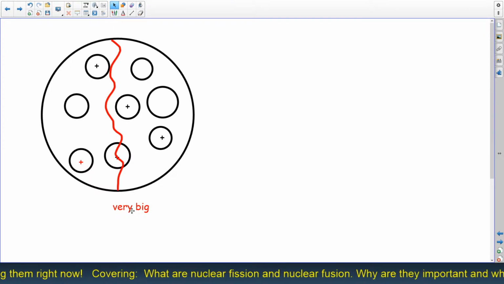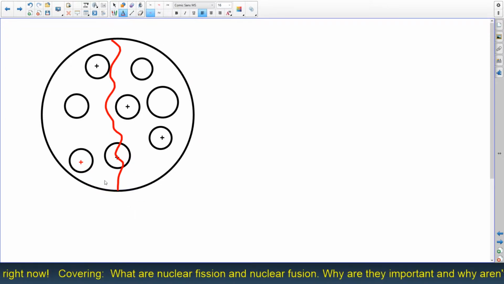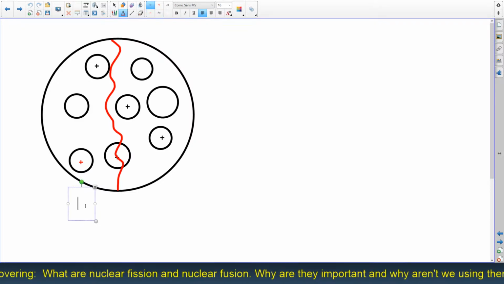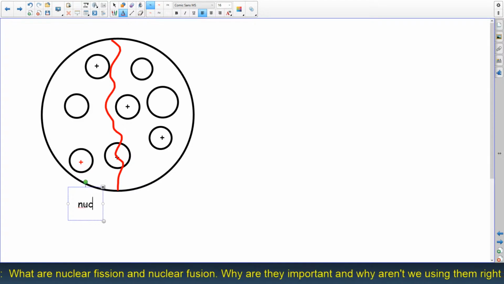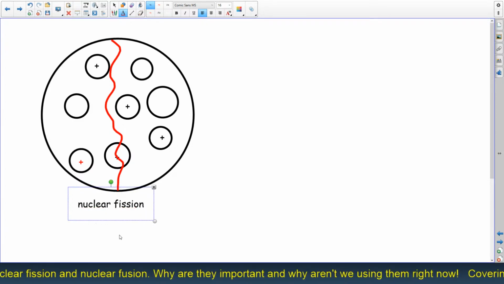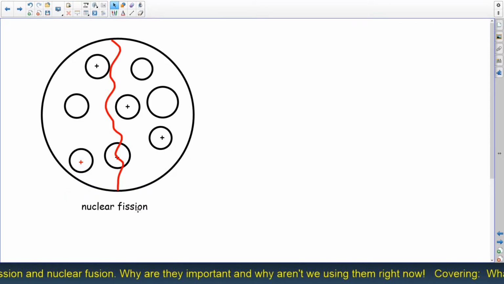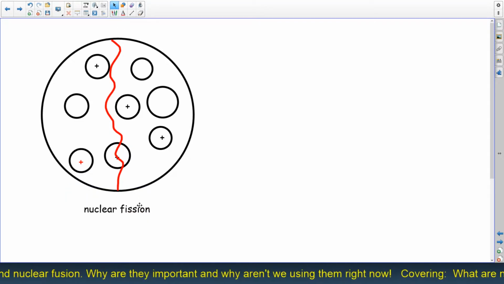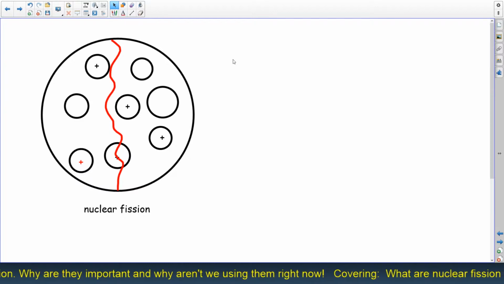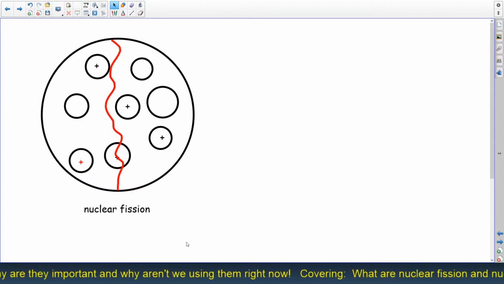The nucleus splits in half, and we can't just call this nuclear splitting, because again, that makes us sound as if we're normal. We call it nuclear fission, where fission means splitting. And we're going to split our nucleus. And this happens to quite a lot of atoms a lot of the time. They just break up. And bits of them go one way and bits of them go the other way.